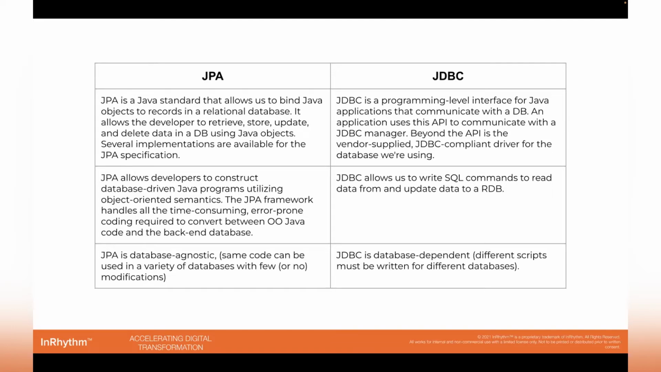So JPA is a Java standard that allows us to bind Java objects to records in a relational database. In general, it's not only relational, but currently it also supports NoSQL. It allows the developer to retrieve, store, update, and delete data in the database using Java objects. Several implementations are available for the JPA specification. For relational databases, the most popular one is Hibernate. And for NoSQL databases, the popular one is EclipseLink.